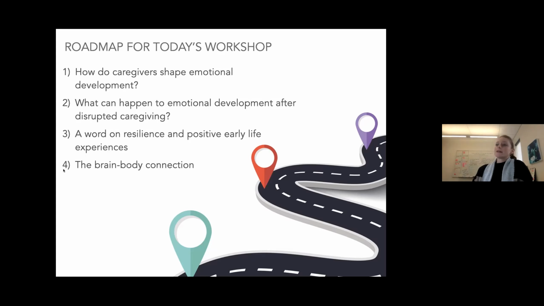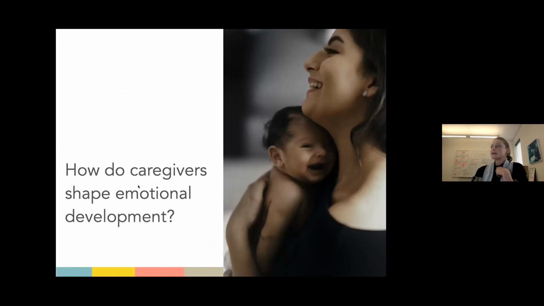And then, as Dorothy alluded to earlier, I spend a lot of time looking at the connection between brains and bodies. So not just looking at the brain in our head and the psychological processes going on in that lump of tissue, but also looking at the rest of the body. So how do we integrate what our thoughts and feelings are with what's going on in terms of our physical health and symptoms? So I'm going to dive right in now by starting with that first question. So how do caregivers shape our emotional development?